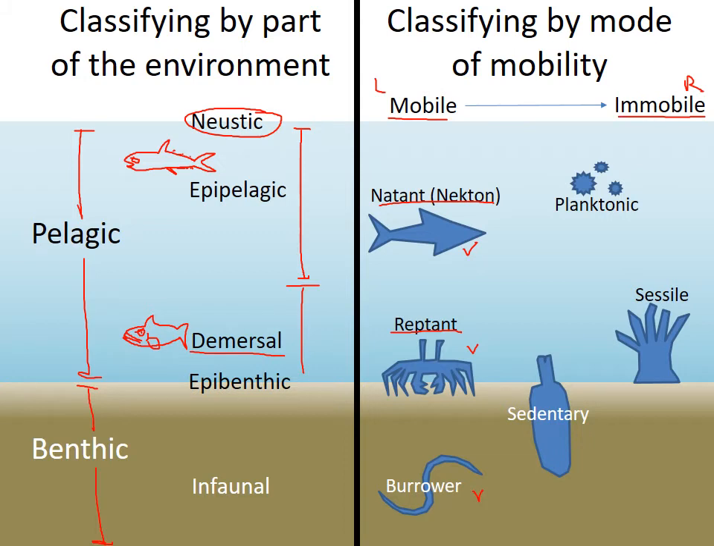All these 3 organisms here are mobile organisms, but they're mobile in different ways. And then there are organisms that don't move. So planktonic organisms, they just drift at the mercy of the currents.